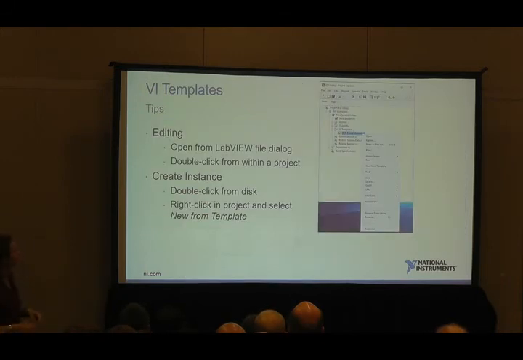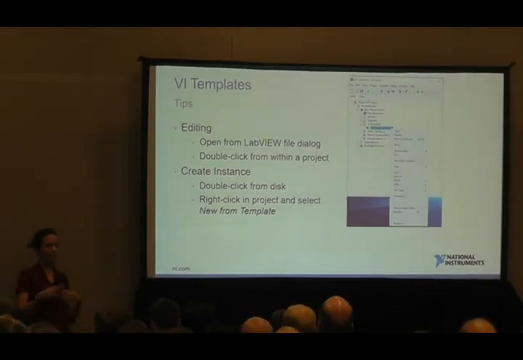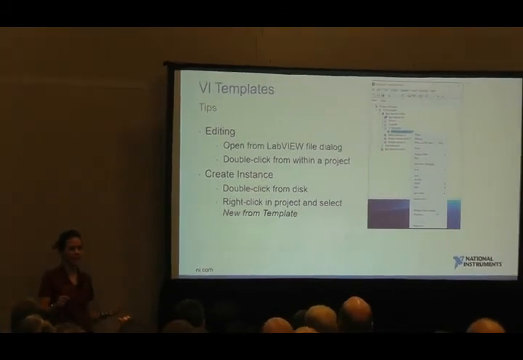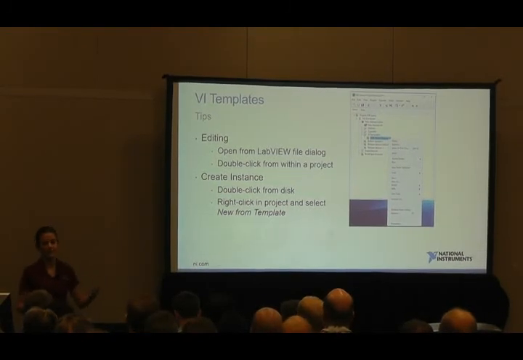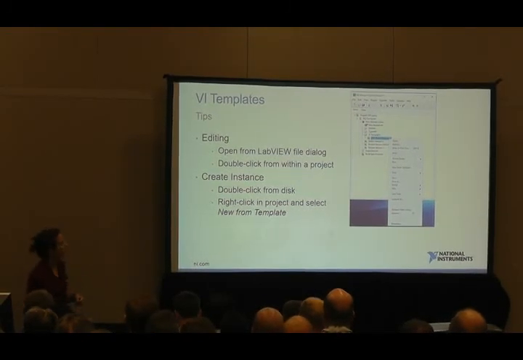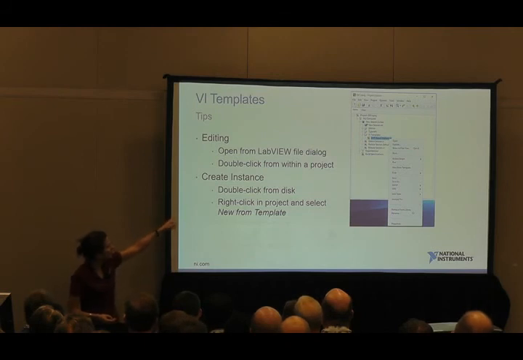So a few other tips for VI templates, because people tend to get confused or get mad about it. If I were to open a VI template on disk, like let's say I'm in Windows Explorer and I double click on a VI template, it doesn't actually open the template file. It opens a new instance of the template. So you pretty much have to either go from the LabVIEW file dialog, open, and then browse to it, or if you've already added your VI template within a project, you can double click on it.